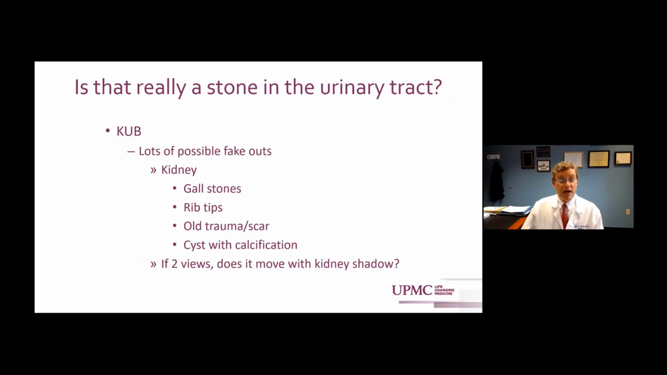KUBs, lots of possible fake outs based on things that are overlying the area where the kidney or the ureter might be, and specifically with the kidney, gallstones can sit right over the top of the renal pelvis particularly and fool you. Tips of the ribs, often the mid to lower pole. Patient with an old trauma that may have calcified, or cyst with calcification can confuse things. And then any overlying material, you want to look.